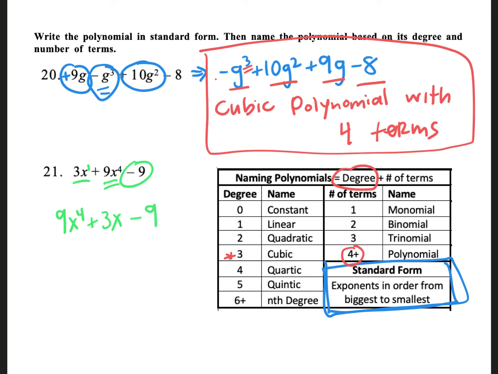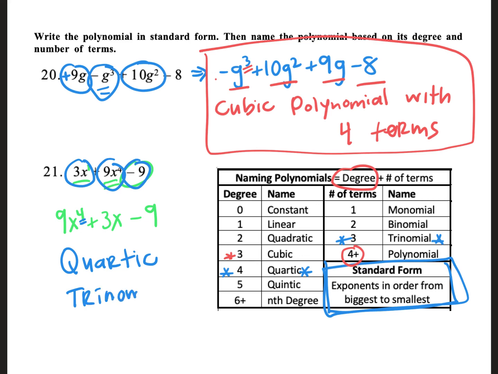Again, we're naming it starting with our degree. So here my biggest power is 4, so that is going to be quartic, if I look at our degree table. And then we're going to look at the number of terms. So this has 1, 2, 3 different parts. So that means it's going to be a trinomial. And you can just use the word trinomial. Polynomial is the only one where you need that extra bit that tells you how many terms it has. And this is your final answer.